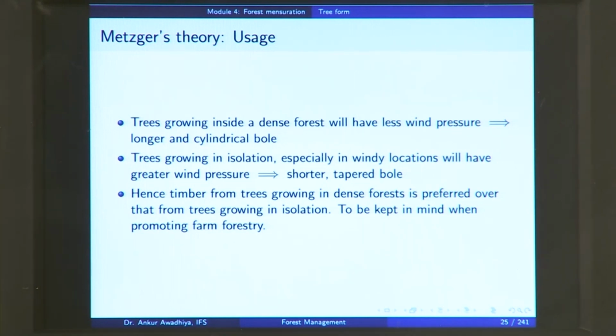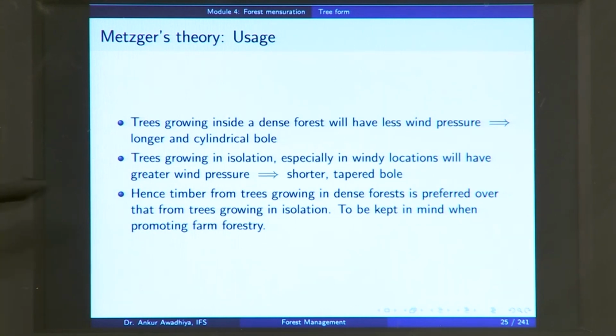Whereas, if you consider a tree that is growing in isolation, especially in windy locations, they will have a greater amount of wind pressure, and so there will be a short and tapered bole, because in this case the bending stress in a cylindrical bole would be very different, and so to equalize the bending stresses, the tree will put up more material at the bottom and less material at the top. At the same time, these trees will be shorter in height, because there is a limit to which the tree will be able to deposit the materials, and because the wind force is greater. So, it makes much more sense to have a shorter height of your cantilever beam.